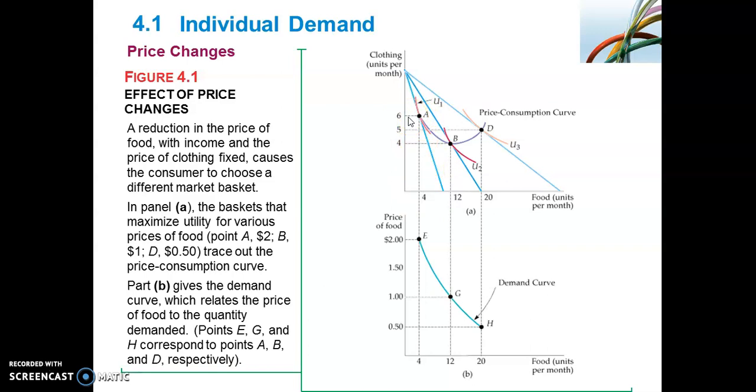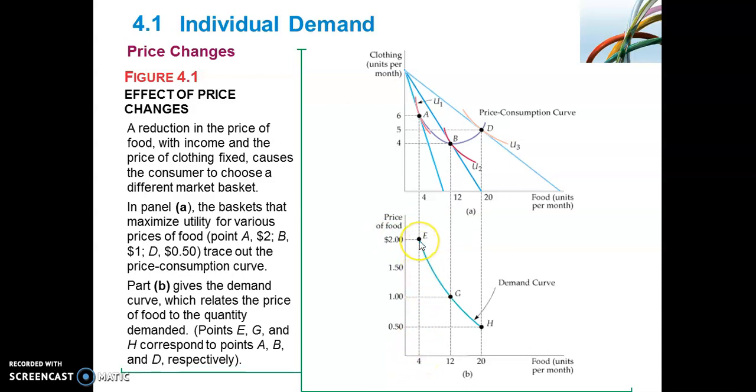Think about how a price increase would affect your purchasing power. Your purchasing power would, of course, fall. Now look at figure B and find the corresponding point E. E reflects that higher price of $2 for a unit of food, but a lower quantity demanded for food at 4 units of food.